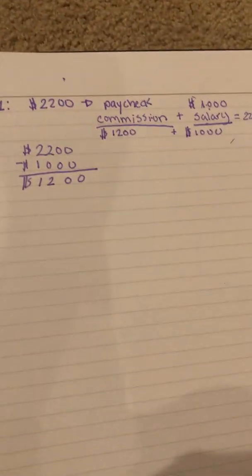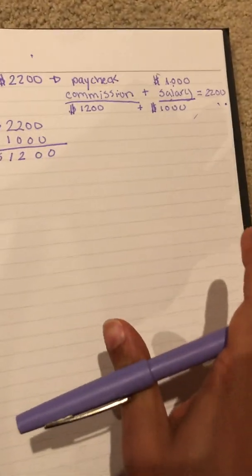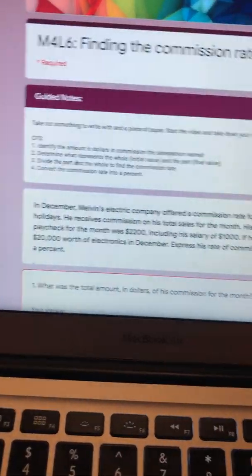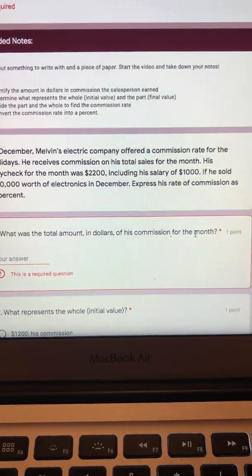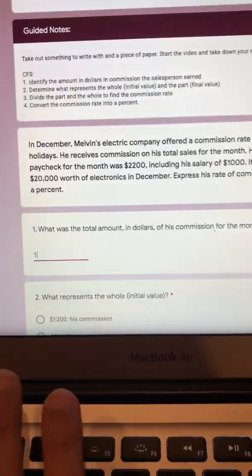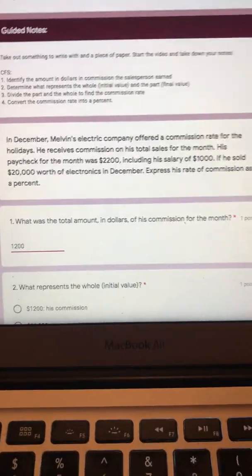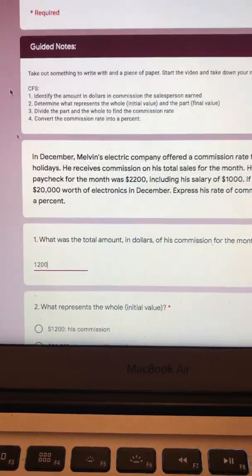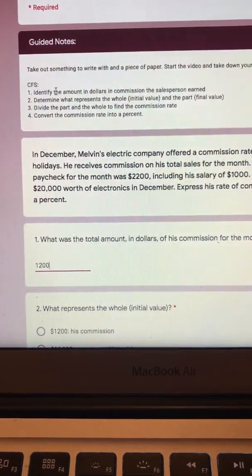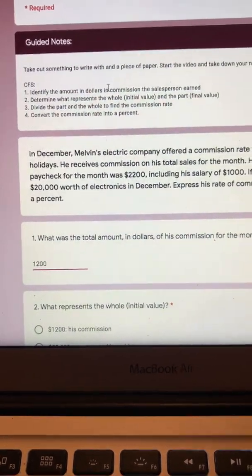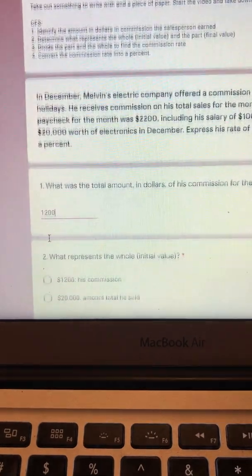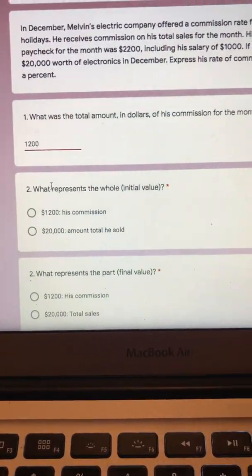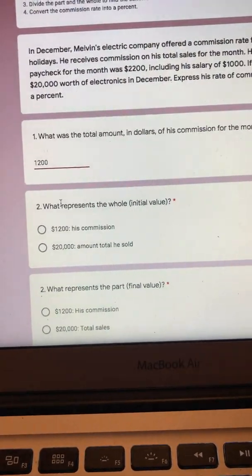All right, cool. Now, what I'm going to do is, number 1, we said what was the total amount in dollars of his commission for the month. What you're going to just type is $1,200. We're just going to put the number. That's it. That's all you need to do. So we finished the first CFS, which is identify the amount in dollars in commission the salesperson earned. Melvin earned $1,200.